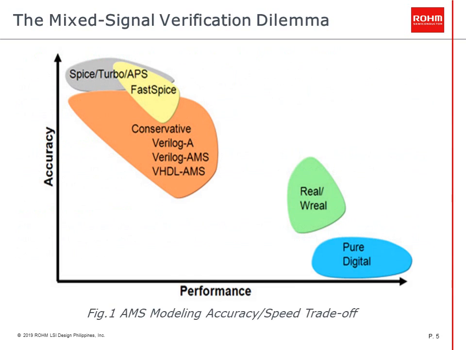The following chart in Figure 1 shows the accuracy or speed trade-off ranges provided by various analog mixed-signal modeling alternatives. Note that the conservative modeling style has a broad possible range, depending on how good the modeling is.